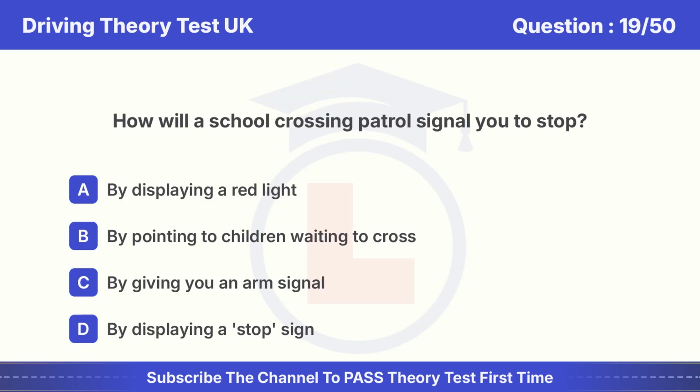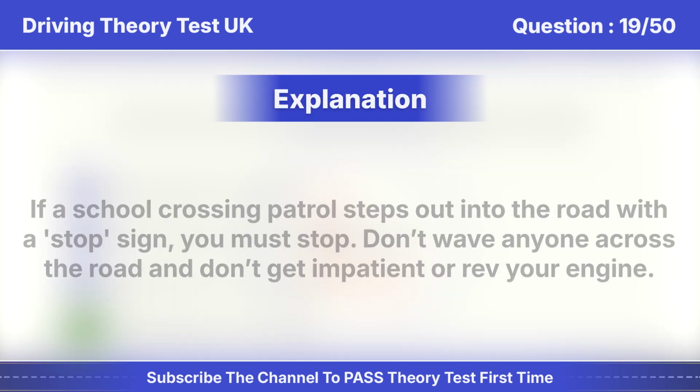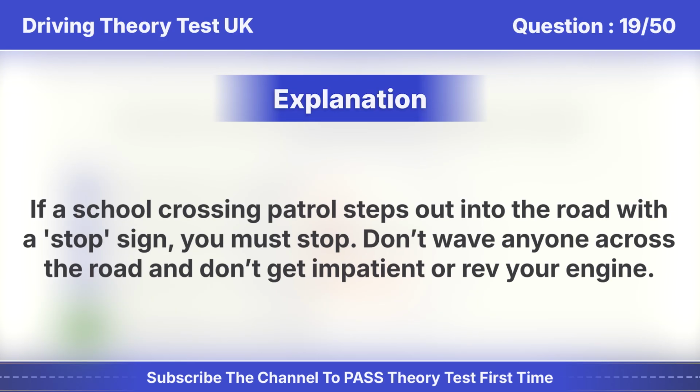Question 19. How will a school crossing patrol signal you to stop? Answer is D. By displaying a stop sign. If a school crossing patrol steps out into the road with a stop sign, you must stop. Don't wave anyone across the road and don't get impatient or rev your engine.